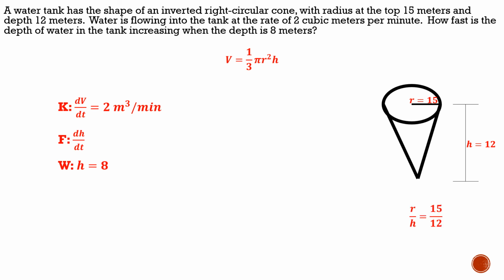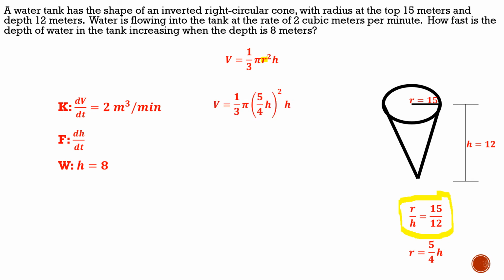And notice I don't want this R in my problem. The reason why I don't want this R is because I have nothing that relates to R over here in my know, find, when. So what I'm going to do is set up a relationship between R and H, again a similar type ratio situation. So R is to H as 15 is to 12. In other words, R equals 5/4 H if I multiply both sides by H.